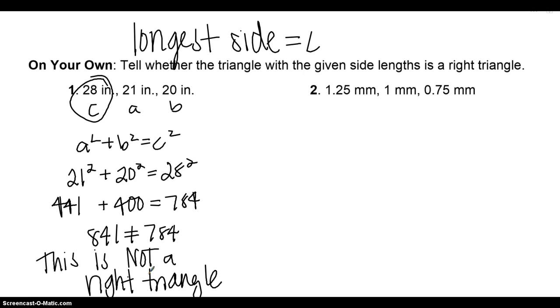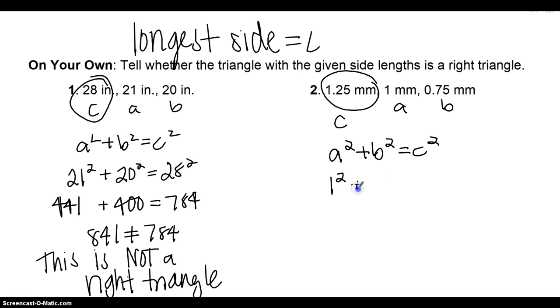Question 2, I'm going to do this one with you. 1.25 is the longest, so this is C. And then these don't matter. I'll make this A and make this B. So I have a squared plus b squared. You'll notice I write the formula every time. This is a great habit to get into so you don't mess anything up. 1 squared plus 0.75 squared is equal to 1.25 squared. 1 squared is 1.